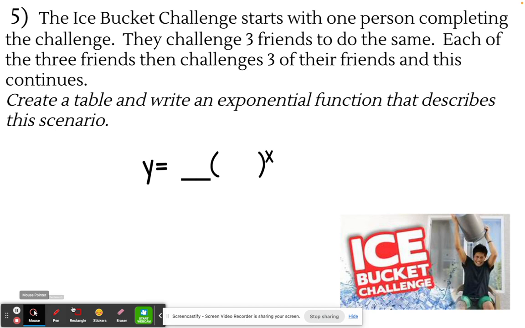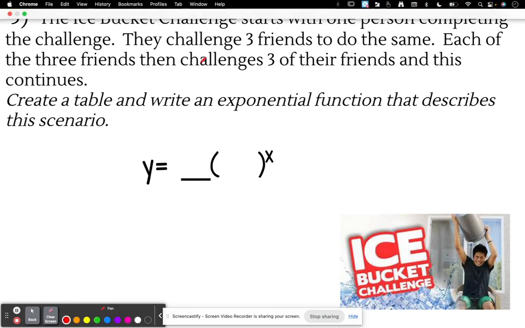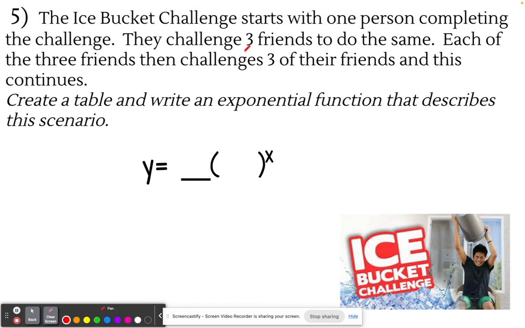The ice bucket challenge, I believe we talked about this before too. Each one challenges 3 friends to do the same. It starts with 1 person, so it tells you it starts with 1. And each person challenges 3. So first day, you have 1. The next day, that person challenged 3. The next day, they all challenge 3, so that would be 9. And you'll see that it is multiplying by 3 each time.